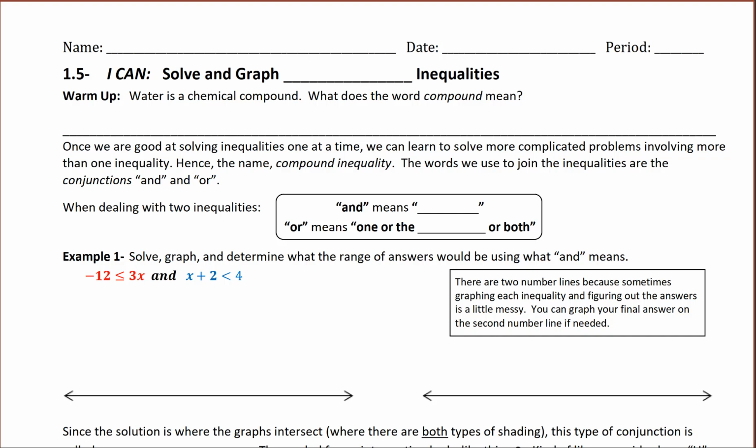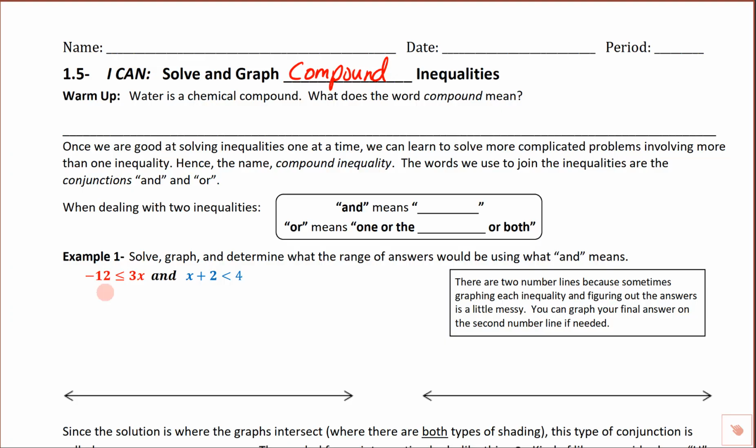All right, we are now on to some very interesting topics toward the end of this unit. This is section 1.5. I can solve and graph compound inequalities. So the word we're going to put here is compound. Now the word compound has lots of different meanings. To give you some indication of what we're talking about here, it says water is a chemical compound.